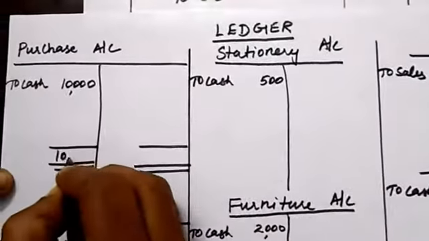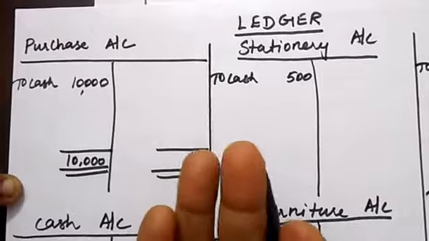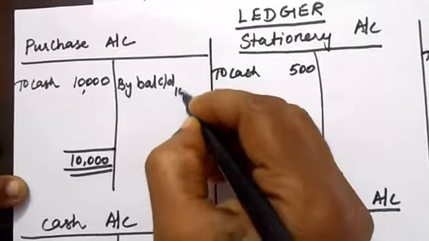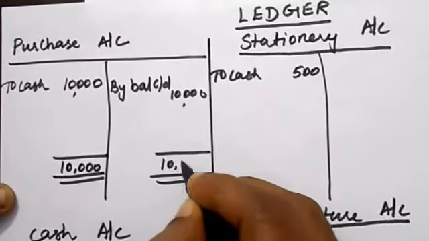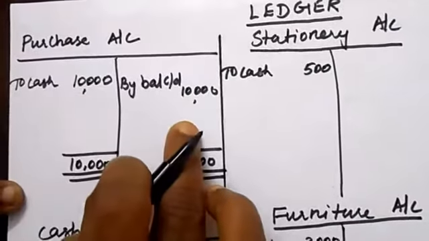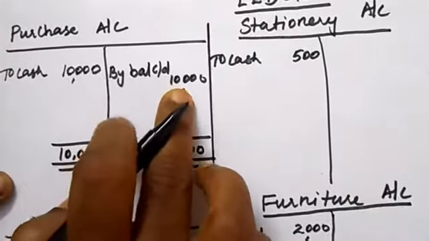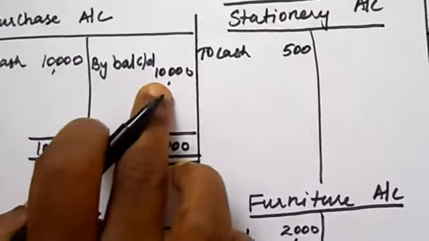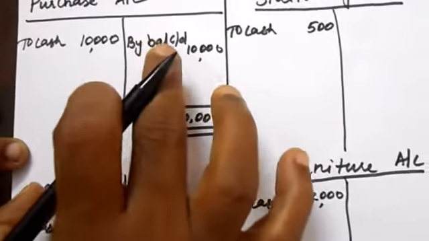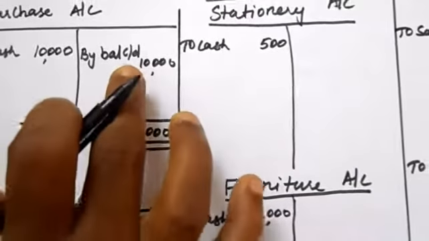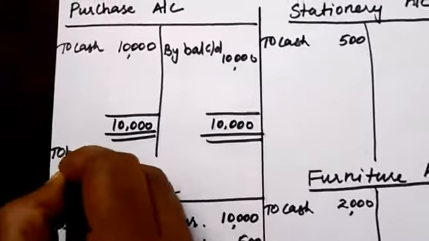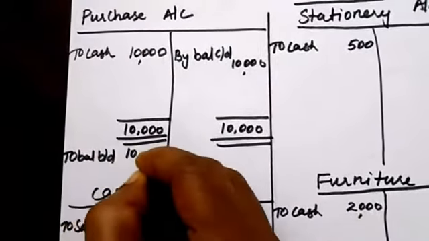Debit side 10,000 rupees, credit side no amount. So enter by balance carried down, 10,000. This is a debit balance because the debit side is more than the credit side. So the first balance will be written like this: balance c/d, c/d means carry down. After finding this balance carried down, you have to transfer this amount to the opposite side. Next, debit side, to balance brought down, 10,000.